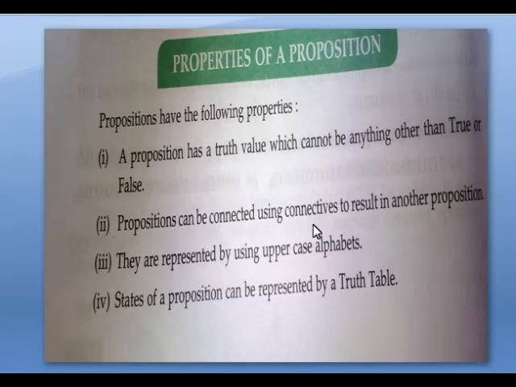If we are using some connectives with the present propositions, the output of the proposition will be some different statements. Okay. Then third one, they are represented by using uppercase alphabets. Okay, they are represented by using uppercase alphabets, which means the resultant proposition we are going to write is in capital letters. Okay, then fourth one, states of proposition can be represented by a truth table. Okay, so these are the properties of a proposition.